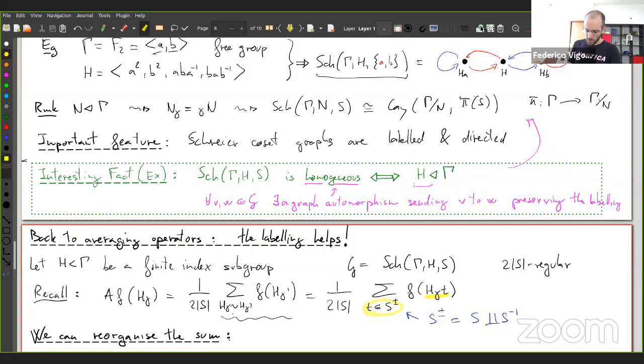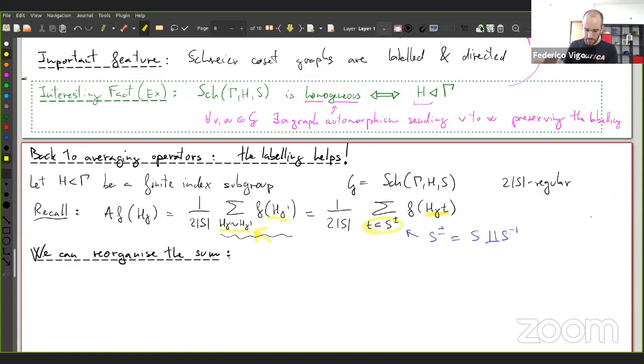While a priori here, we will only have a less explicit condition. We just moved from a non-explicit condition to a very explicit one that we can work with more easily. Yes. And now that we have rewritten the sum this way, we can reorganize it a bit. And to reorganize it a bit, we start with some remarks.